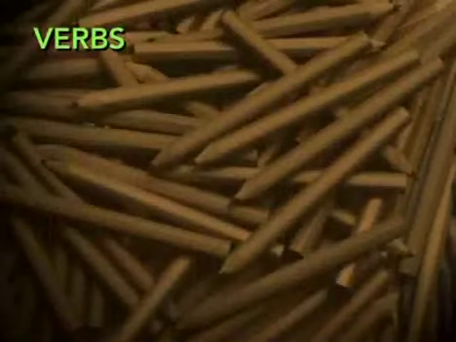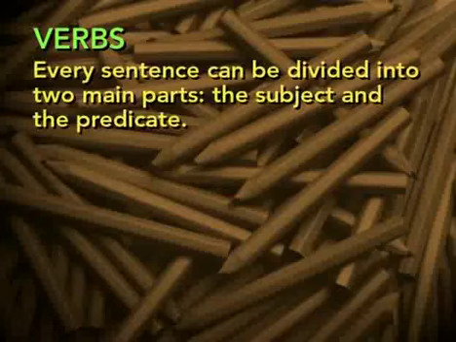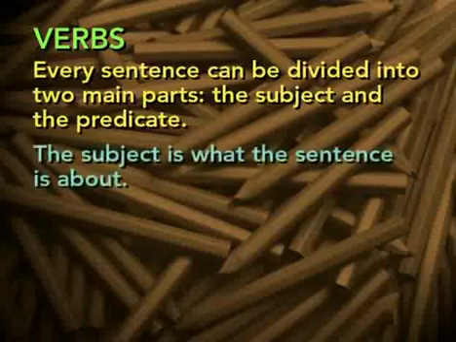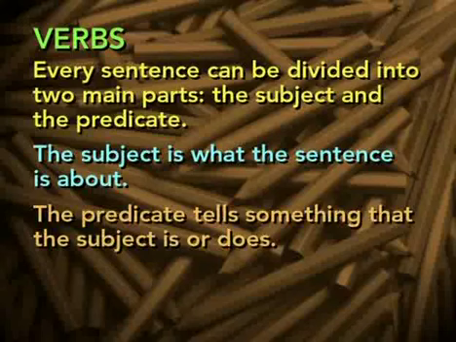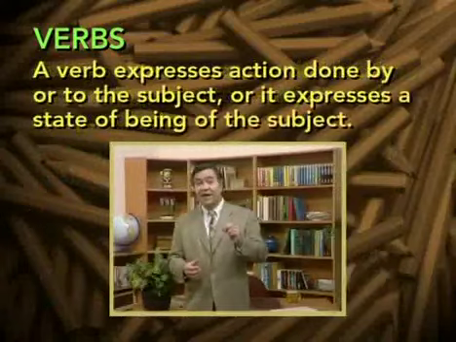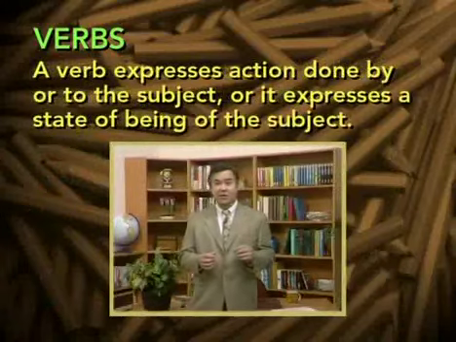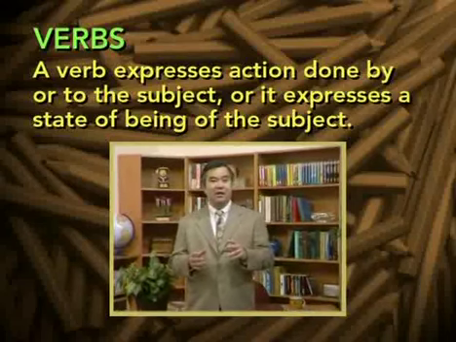Let's begin with verbs. As you recall, every sentence in English can be divided into 2 main parts: the subject and the predicate. The subject is what the sentence is about. The predicate tells something that the subject is or does. And within the predicate, the single most important word is the verb. A verb expresses action done by or to the subject, or it expresses a state of being of the subject.